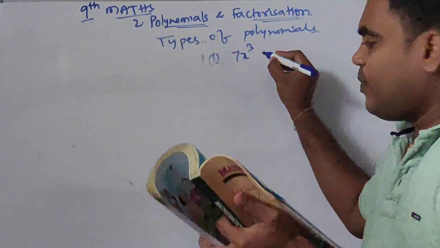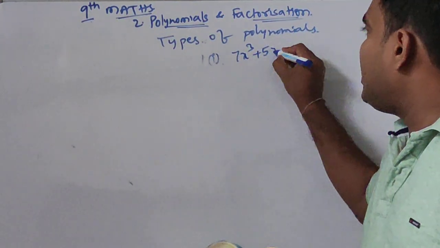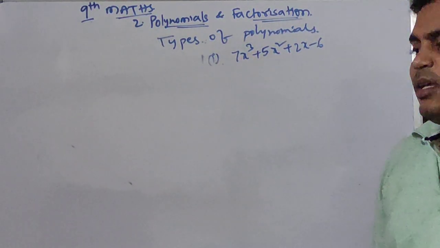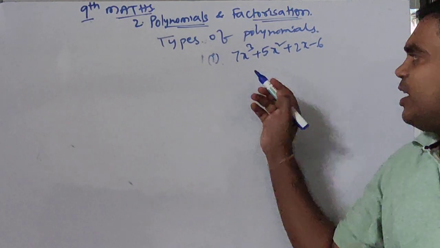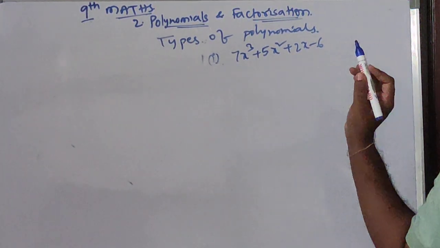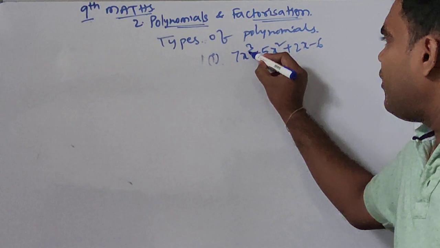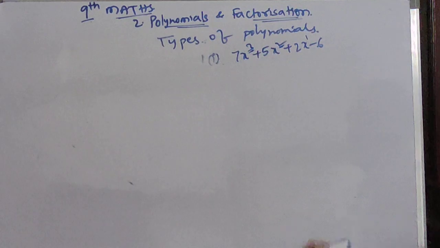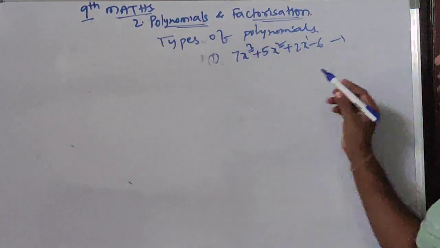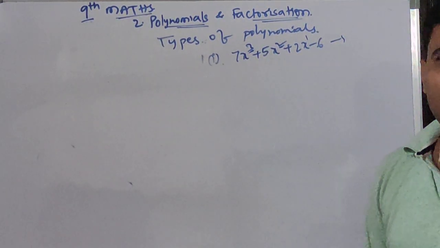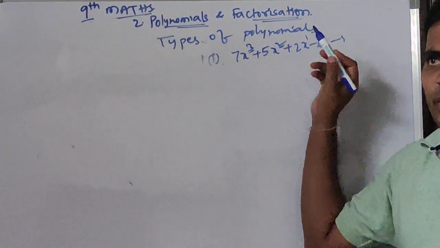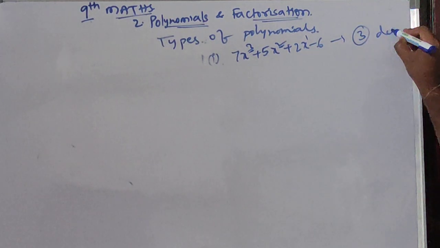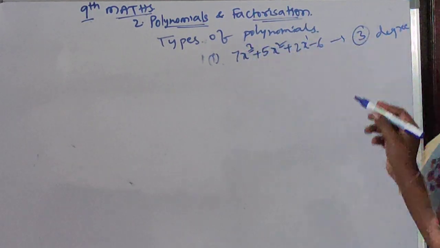7x cube plus 5x square plus 2x minus 6. Okay, I am observing, what is the variable first? x is the variable. Observe the powers of x. 3 is the power, 2 is the power, here it is nothing, which means 1. So the powers are 3, 2, 1. Among 3, 2, 1, which one is bigger? 3 is the bigger. So 3 is the degree of this polynomial.